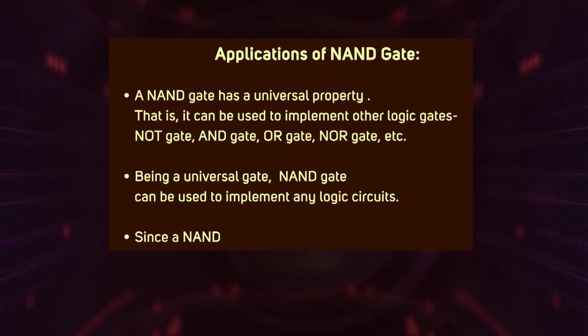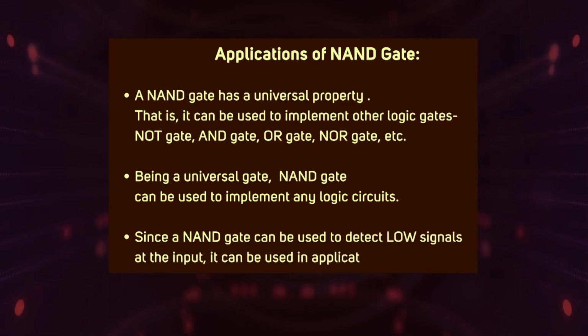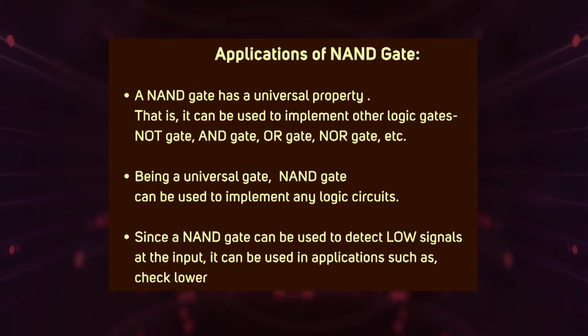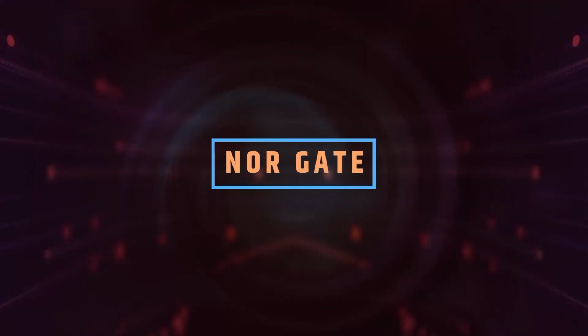Since a NAND gate can be used to detect low signals at the input, it can be used in applications such as checking lower level of fuel or water or chemicals in containers, etc. All advantages and uses of other logic gates can be listed here, as all logic gates can be implemented using NAND gates. The next is NOR gate.